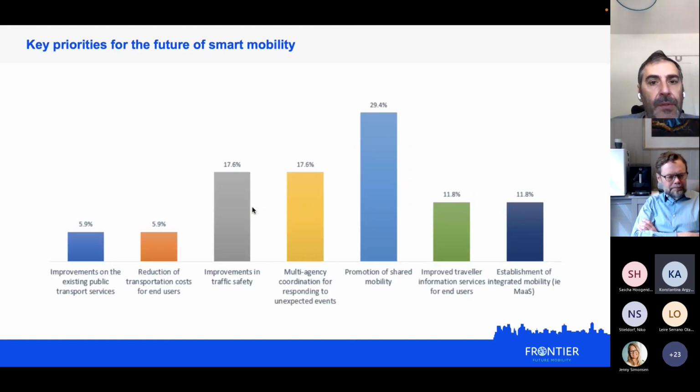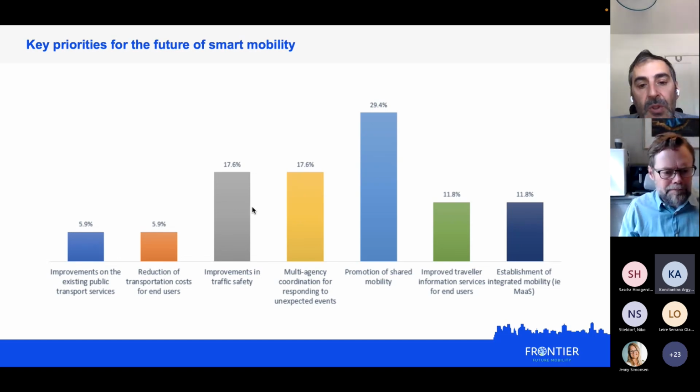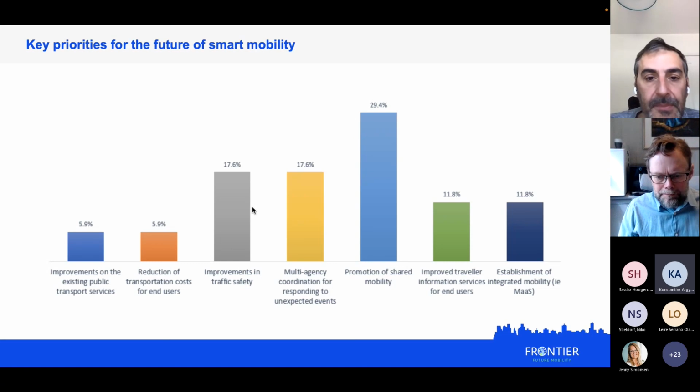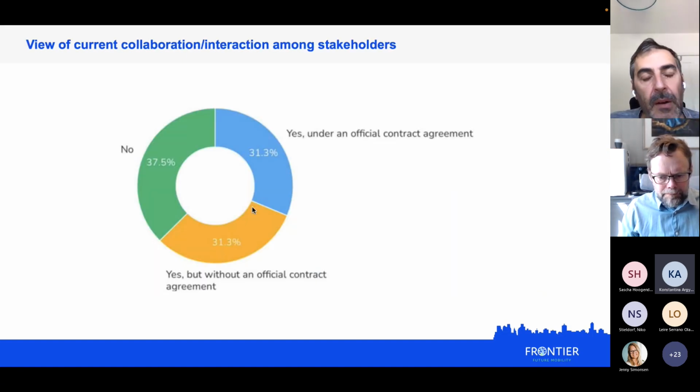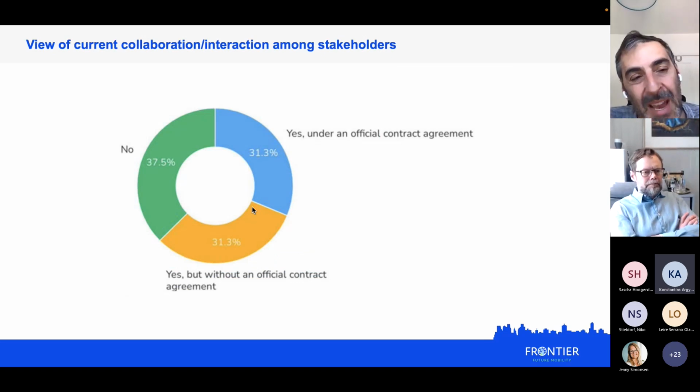And some results from the second webinar with external stakeholders. In terms of the key priorities for future mobility, we found that promotion of shared mobility is one of the key priorities, together with safety aspects and also multi-agency coordination. Those three areas are quite prominent at the moment at the EU level when it comes to mobility. For us, it's because we have this major element of the project looking at multi-stakeholder collaboration.